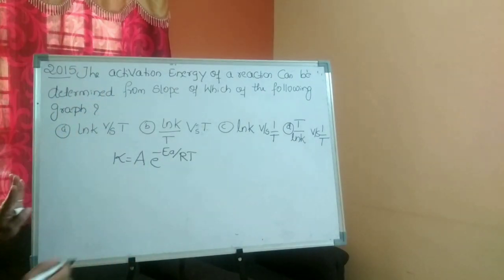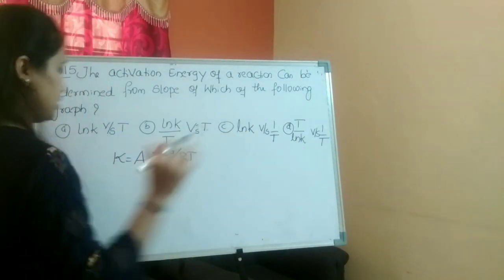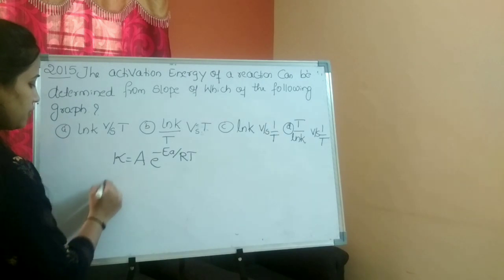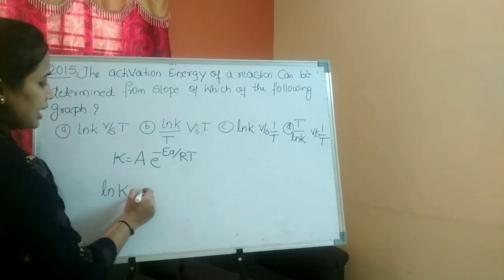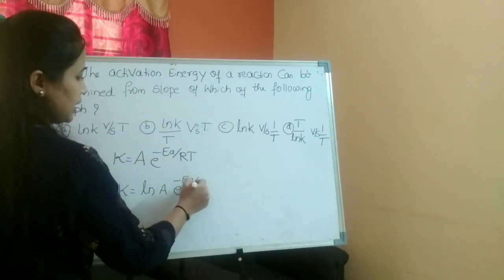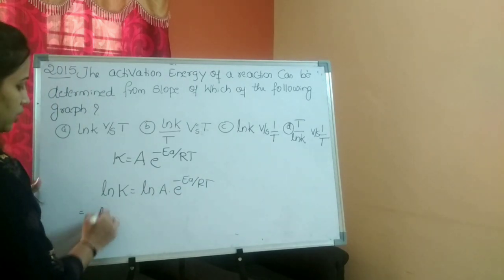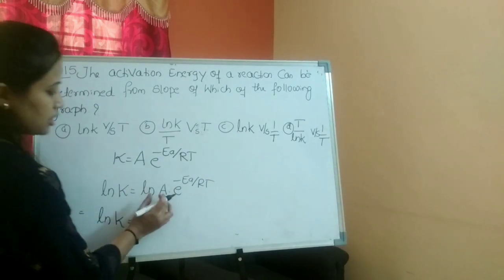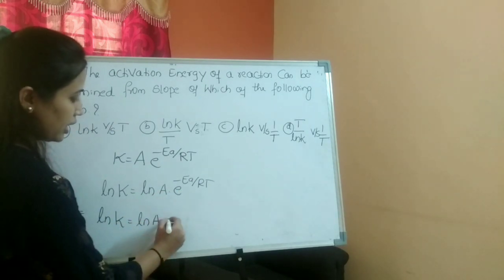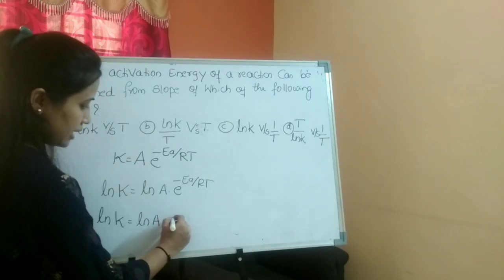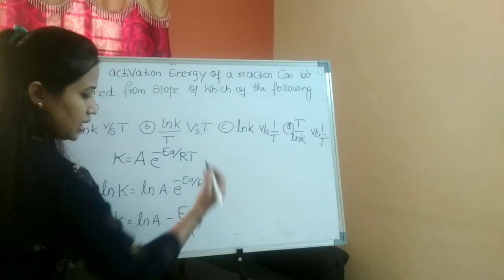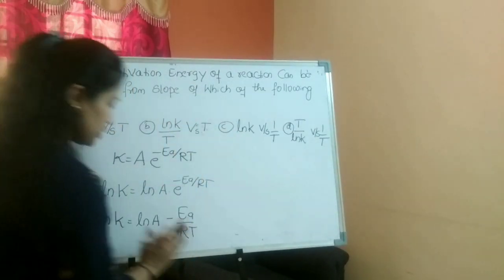Okay, so now we need to find out how the slope will be obtained. We know that, let us apply ln on both sides. So ln K is equal to ln of A into e to the power minus EA by RT. Agree? So here ln K stays as it is, and ln of a product becomes a sum, so I can write ln A minus EA by RT, since ln of e to the power is equal to 1. So this is what we are going to get.